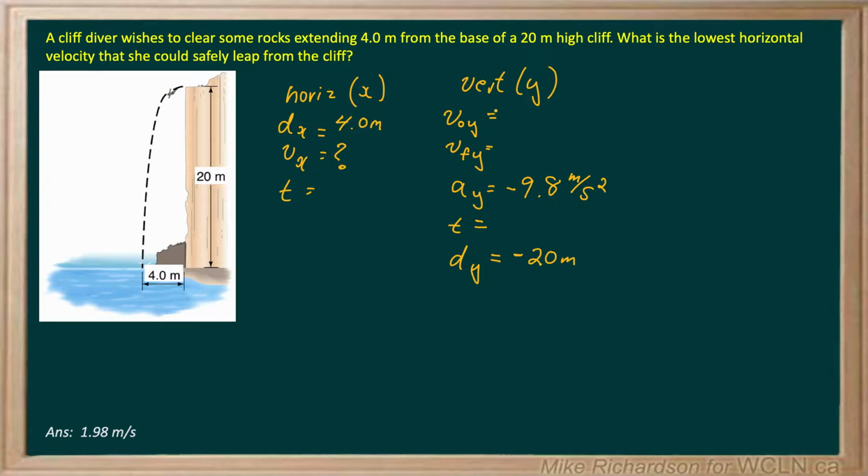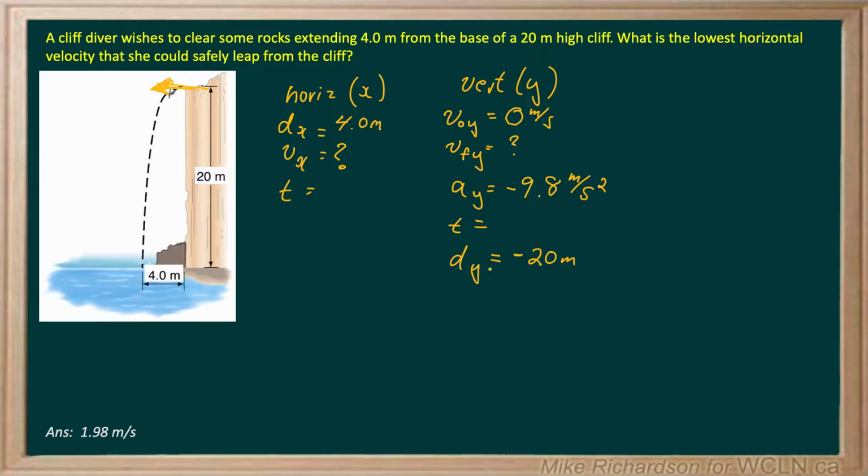Now, the trick to this question is your initial velocity. Remember, initially he's coming off the cliff completely flat. So he's leaping off this cliff in a horizontal fashion like that. And if you're leaping off completely flat, there is no initial vertical velocity. So your initial velocity in the y direction is 0 meters per second, and I don't know the final.